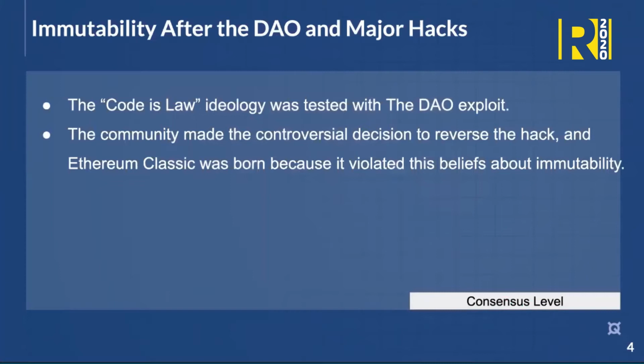However, after the DAO and some major hacks, this ideology was tested, right? So we also see this because as an Ethereum ecosystem, we made a somewhat controversial decision and reversed the hack. There were of course people disagreeing with it, and so there is Ethereum Classic, because this reversing violates the belief about immutability. However, on the bottom right, I have this box. This is on the consensus level of immutability, right? Because we have to gather all the miners together and say, hey, let's do this together, right? So it is actually a very huge effort to reverse these hacks, and so immutability is still a very hard thing to be violated. So it's on the consensus level.